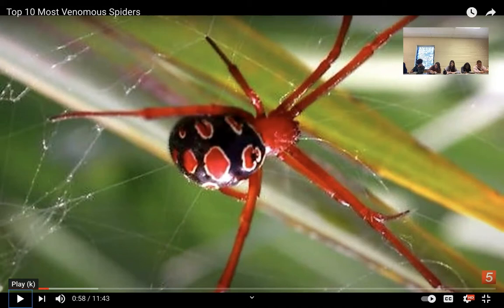Do you ever notice that the spider names usually have three or four words in them? That's a northern funnel web spider. Sydney funnel web spider.